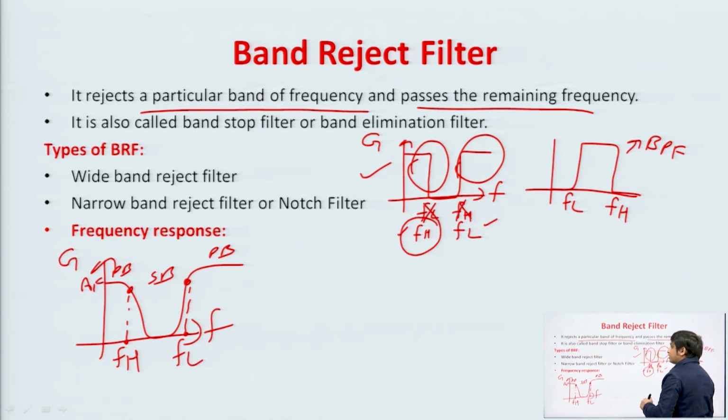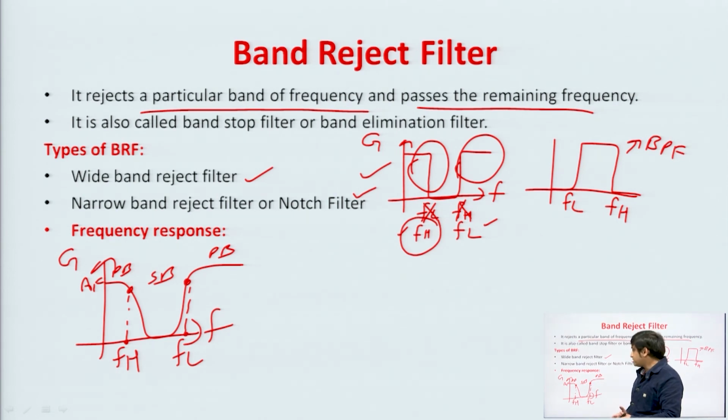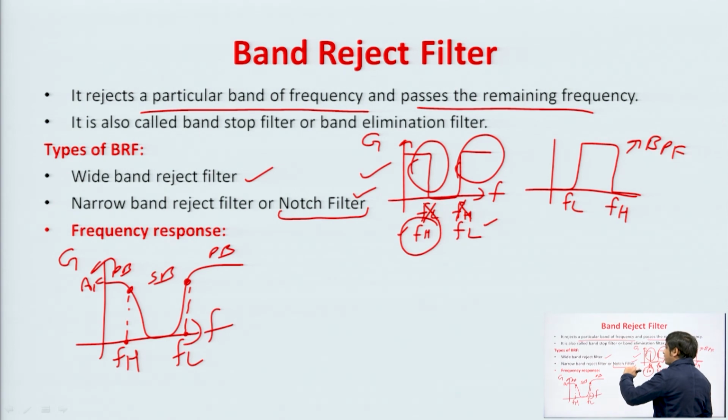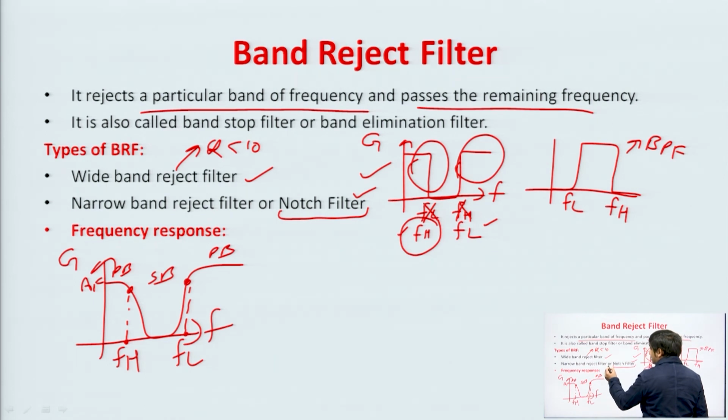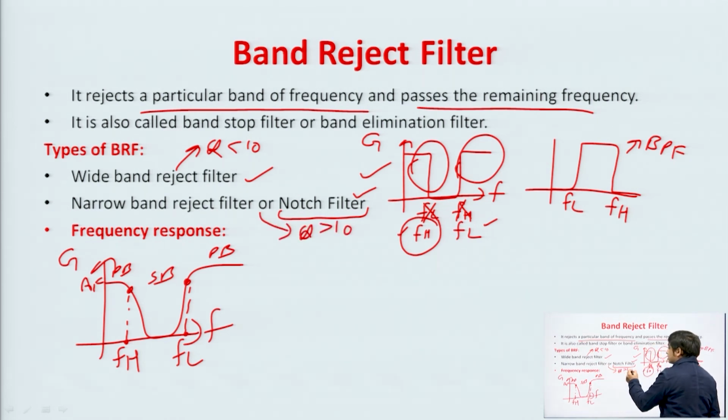Now, there are two types of band reject filter. The first one is wide band reject filter, which rejects the wide band of frequencies. The second one is the narrow band reject filter, which rejects the narrow band of frequency. This narrow band reject filter is also called notch filter. This notch filter is a very popular term. Normally we use this notch filter term more than narrow band reject filter. So, notch filter is very important. Again, we have classified these two band reject filters, wide and narrow, on the basis of the quality factor. For wide band reject filter the quality factor Q is less than 10, for narrow band reject filter Q is greater than 10.